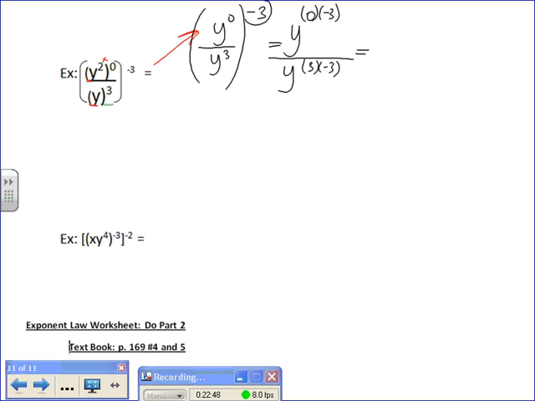And from there, let's see, what do I get on the top? Well, 0 times anything is still 0. So y to the 0 on the top. On the bottom, I have y to the negative 9. Okay, and that is equal to 1 over y to the negative 9. And I don't want to leave my answer with a negative exponent, so I could flip that y up to the top and write it with a positive exponent. So it's now y to the 9 times 1, which is just y to the 9.